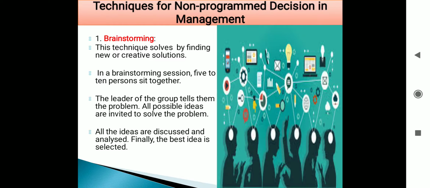So what is brainstorming? Brainstorming is a technique used to find creative solutions from many people sitting together, 5 to 6 people. There will be a leader for this group, and the leader will tell them the problem, and he will take all the possible ideas to solve this problem. All the ideas will be discussed, analyzed, and finally the best idea will be selected. So that is what is called brainstorming.